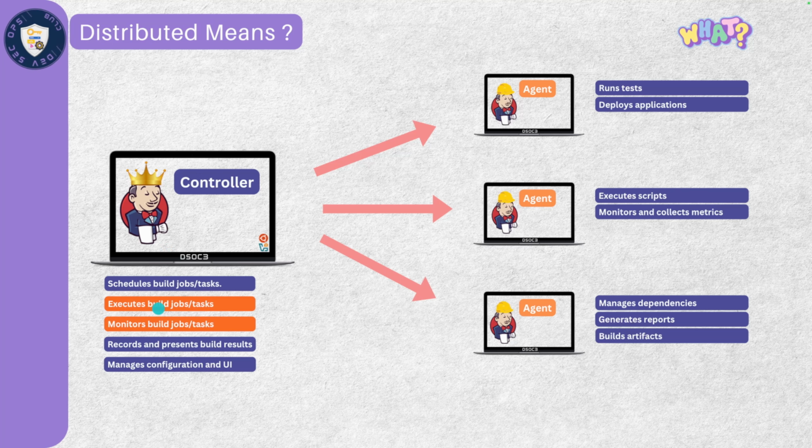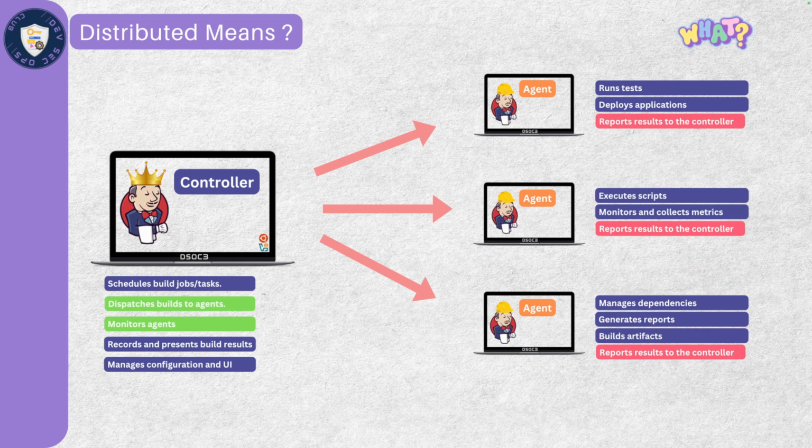And still, all the agents, once they are done with their work, report all their work back to the controller machine. It's not that they do the work and keep everything. No, everything they have to send back to the controller, and the controller stores all of it, including logs as well. That's why now it is dispatching builds to the agent and monitoring the agent, so these two tasks are different than before.